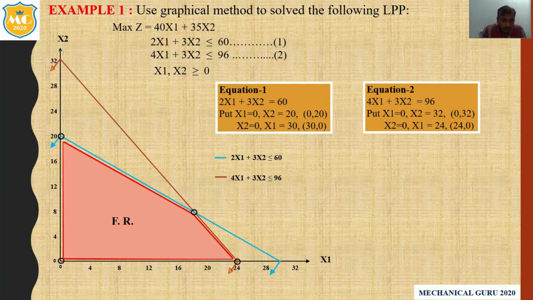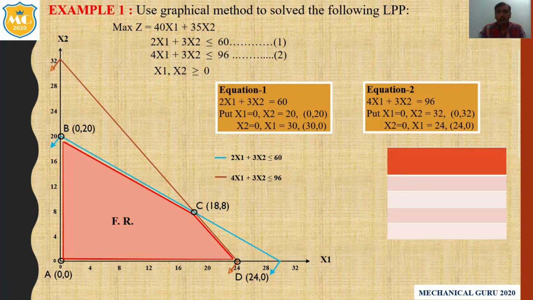Okay, so this is the first point, second point, third point and fourth point. Here we solve by the extreme corner point method. So first find out the extreme corner points. At point A, the values of x1 and x2 are 0. At B, x1 is 0, x2 is 20. At C, x1 is equal to 18 and x2 is equal to 8. And at D, x1 is equal to 24 and x2 is equal to 0.